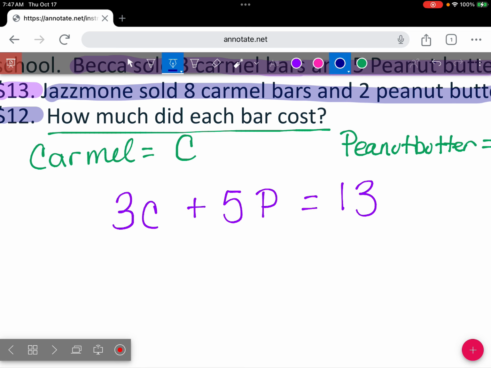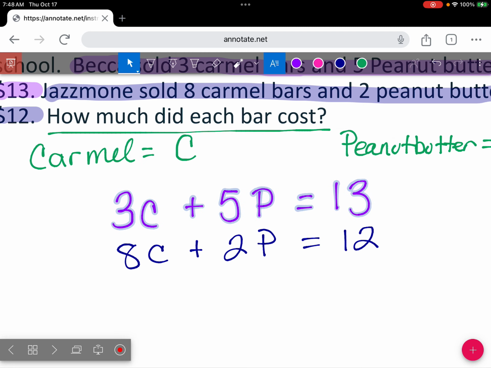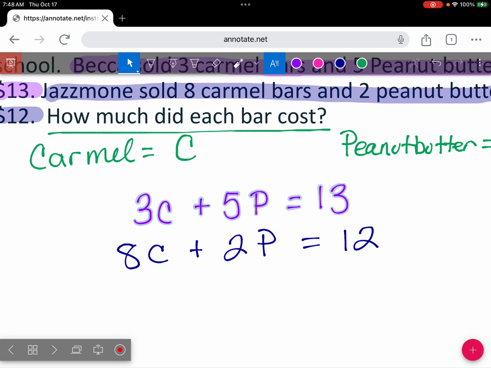All right, what is Jasmine A's equation going to be? 8C plus 2P equals 12. Now we're facing the exact same issue we had in the last one. We've got our two equations, but none of them have the same variable, so we're going to need to do some multiplying in order to be able to solve this.